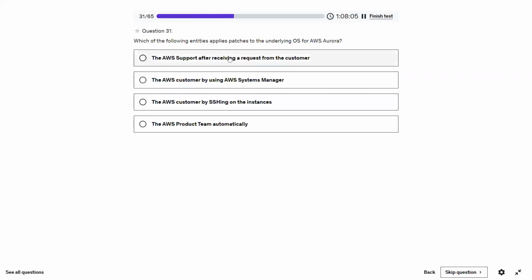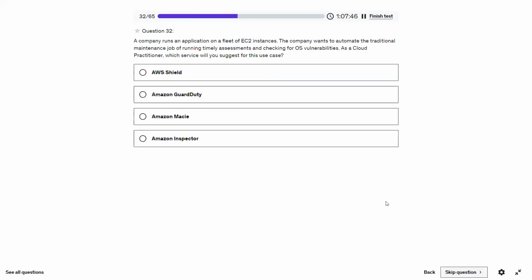Which of the following entities applies patches to the underlying OS for AWS Aurora? Aurora is a database and it's fully managed. So who will apply the patches on the OS? Definitely we are not going to apply them. The AWS team will apply them automatically.